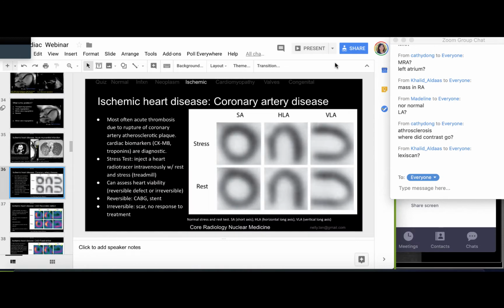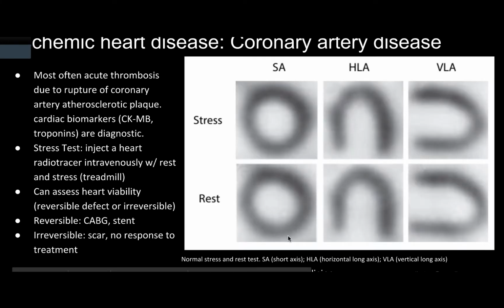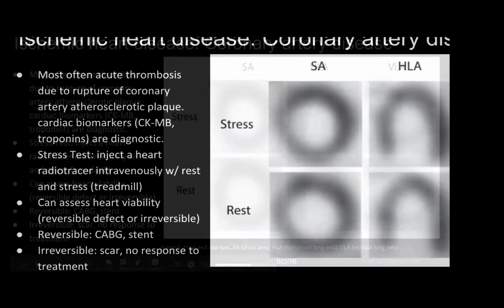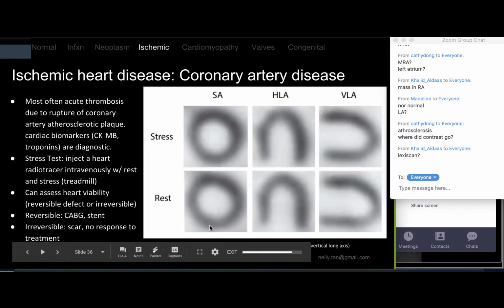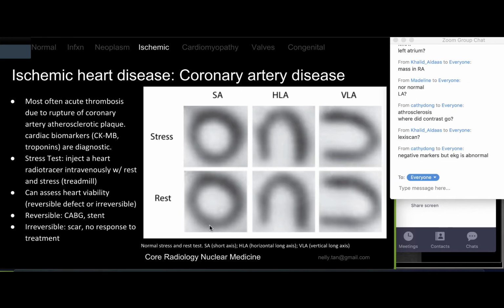So when do we do a stress test? On everyone? Why do we do a stress test? Negative markers, but EKG is abnormal. Yeah, so you're concerned about a coronary source and you want to know if it has clinical impact.